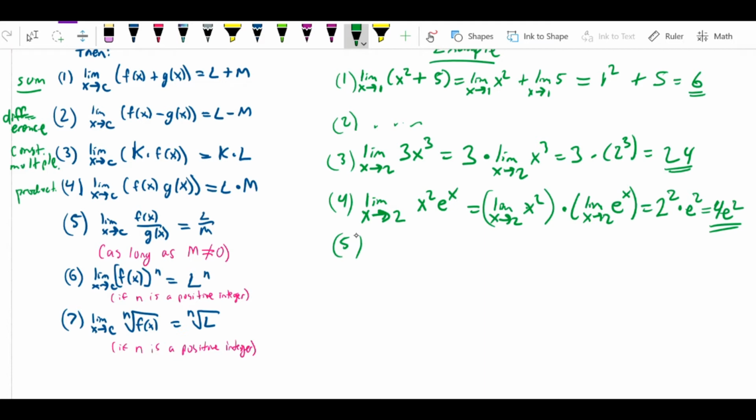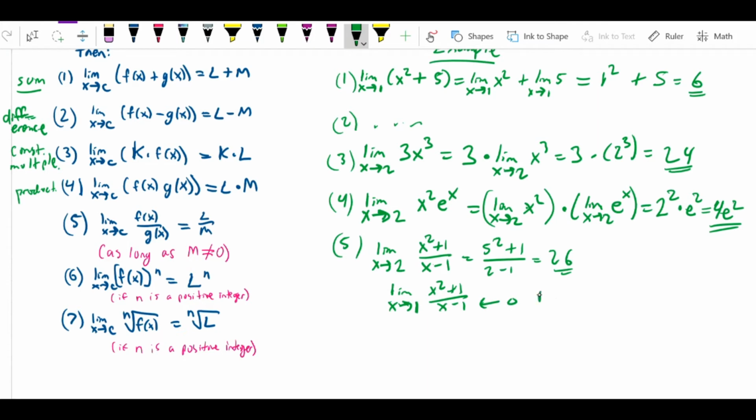So the idea is that if I find the limit as x approaches, let's say, 2 of x squared plus 1 over x minus 1, I'm going to substitute in, that's going to be 2 squared plus 1 over 2 minus 1, so that's going to be 5 over 1, or 5. But if instead I take the limit as x approaches 1 of x squared plus 1 over x minus 1, that gives 0 in the denominator, so the rule doesn't apply.